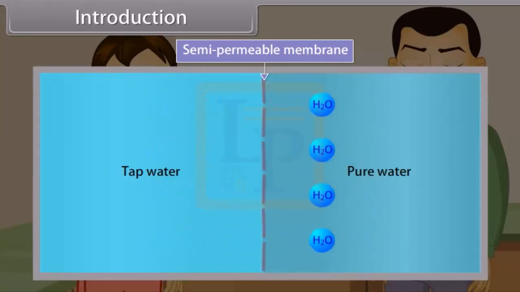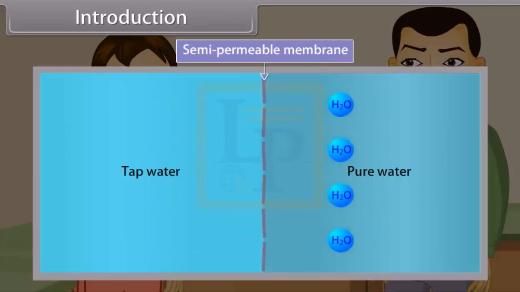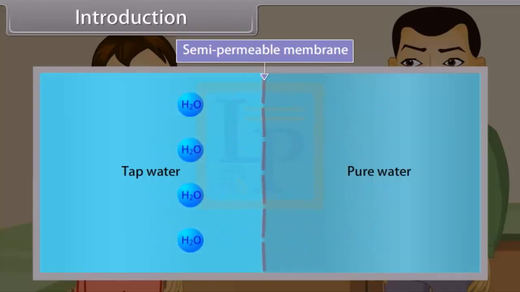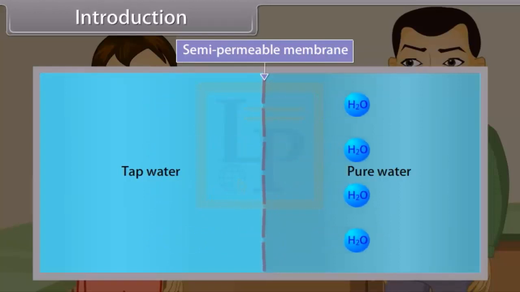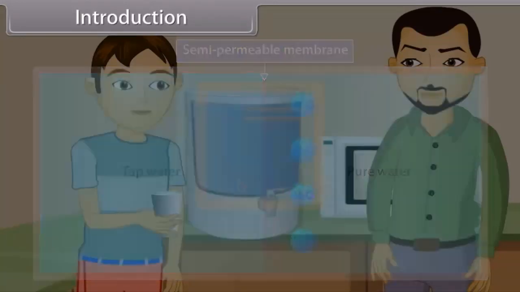RO purifier has a semi-permeable membrane which allows only water molecules to pass through it, and other molecules cannot pass through the semi-permeable membrane. The tap water acts as a solution and pure water acts as a solvent. The membrane allows only solvent molecules to pass through it.